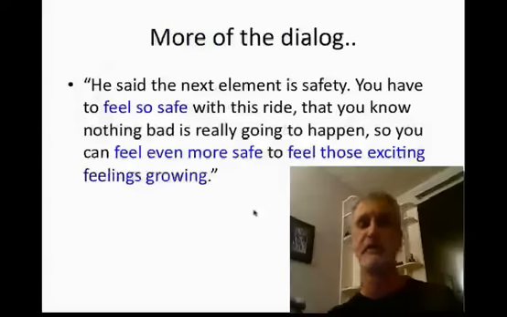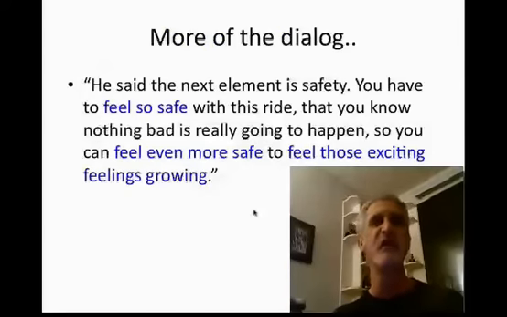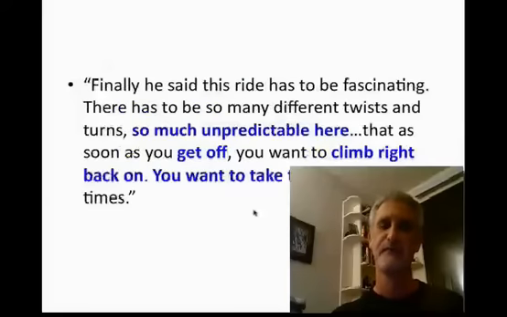So here's more of the dialogue. He said the next element is safety. You have to feel so safe with this ride, because you know nothing bad is going to really happen. So you can feel even more safe to feel those exciting feelings growing.